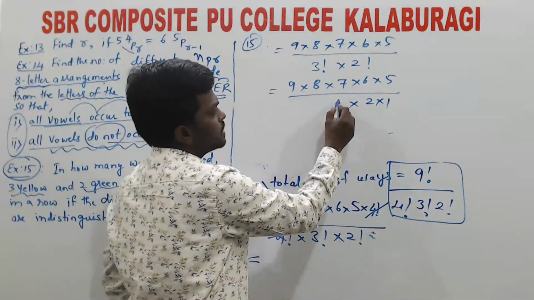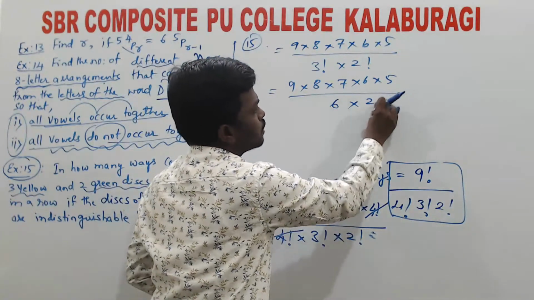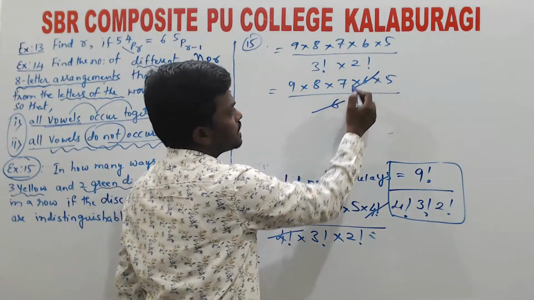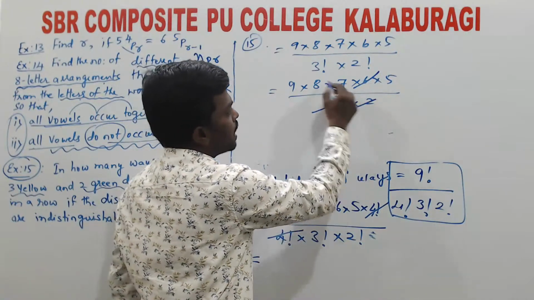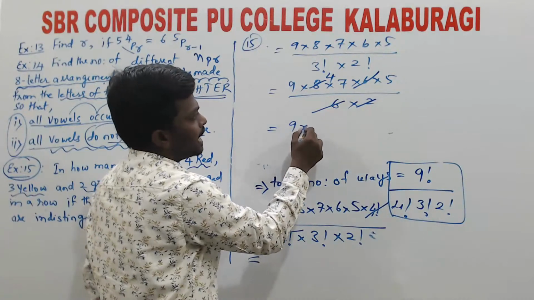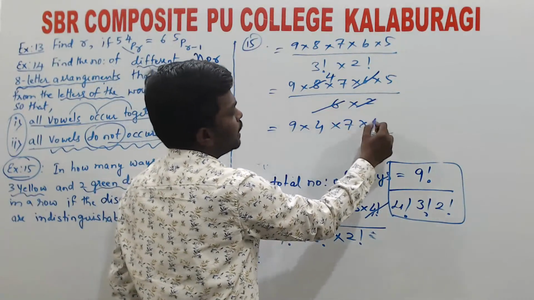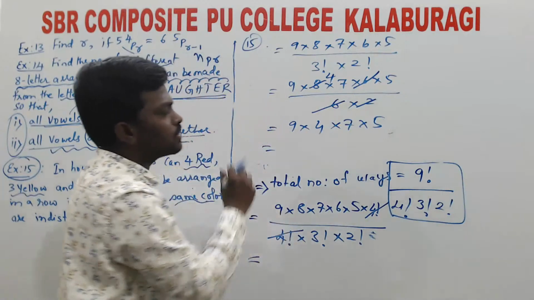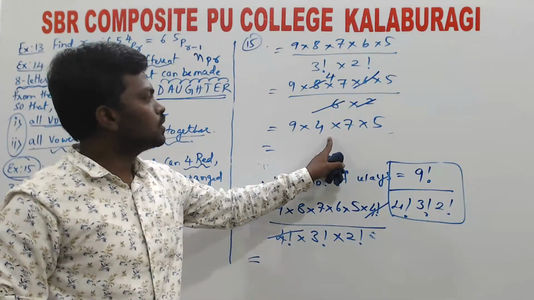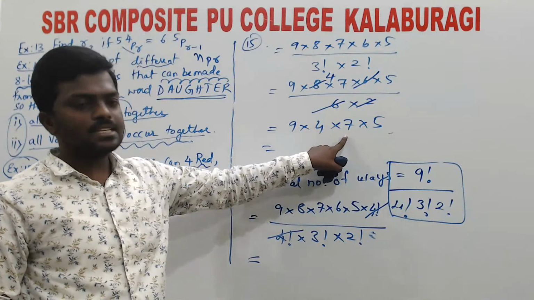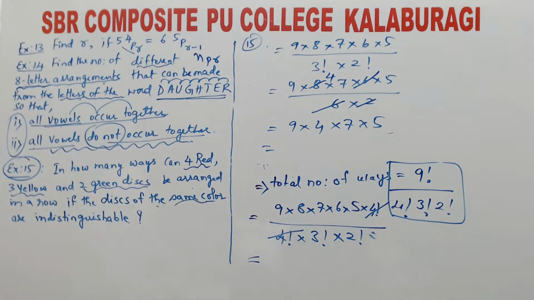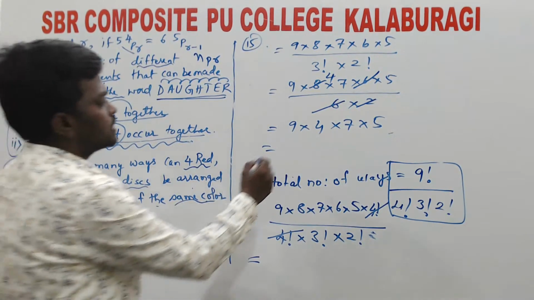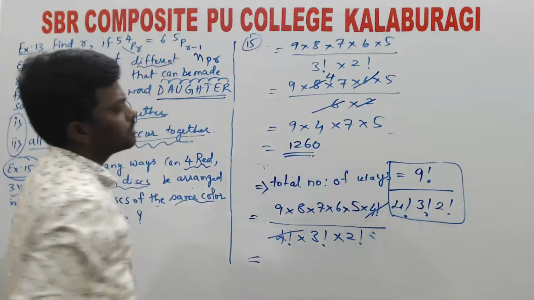So can I write this as just 6? And this 2 into 1 as 2 only. So this 6 gets cancelled, right? 2 ones are 2, 2 fours gets cancelled. 9 into 4 into 7 into 5. So just multiply, students, you will get the answer. 9 fours are 36. 7 fives are 35. So 36 into 35, what will be the answer? So it's nothing but 1260. Just multiply and check, okay?